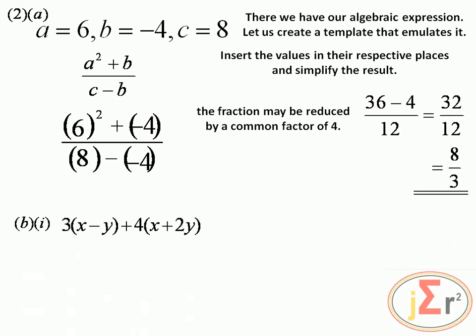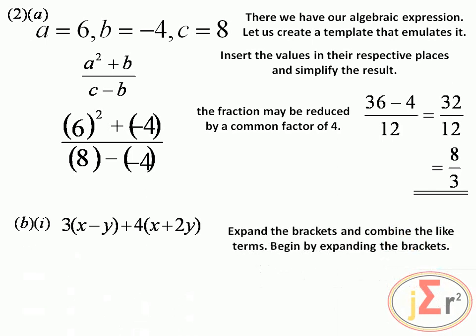There we have an expression in which we need to simplify. Expand the brackets and combine the like terms. Begin by expanding the brackets. The expression that we have right there, we need to simplify that expression. We will begin the simplification process by expanding the bracket. So 3 times x is 3x. 3 times negative y is negative 3y.